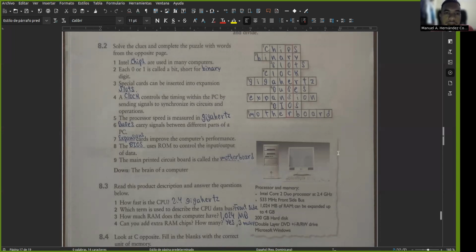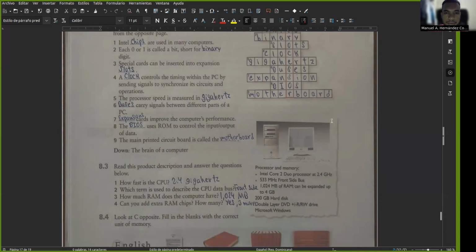Each 0 or 1 is called a bit, short for binary digit. Special cards can be inserted into special slots. A clock controls the timing within the PC by sending signals to synchronize its circuits and operations. The processor speed is measured in gigahertz. Buses carry signals between different parts of a PC. Expansion cards improve the computer performance. The BIOS uses ROM to control the input-output of data. The main printed circuit board is called the motherboard. Down: the brain of a computer.